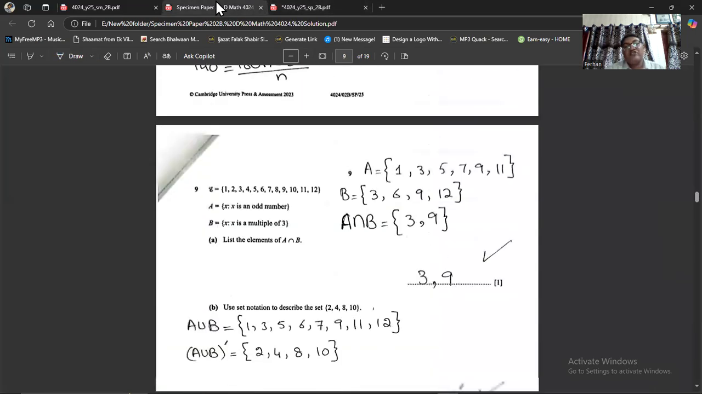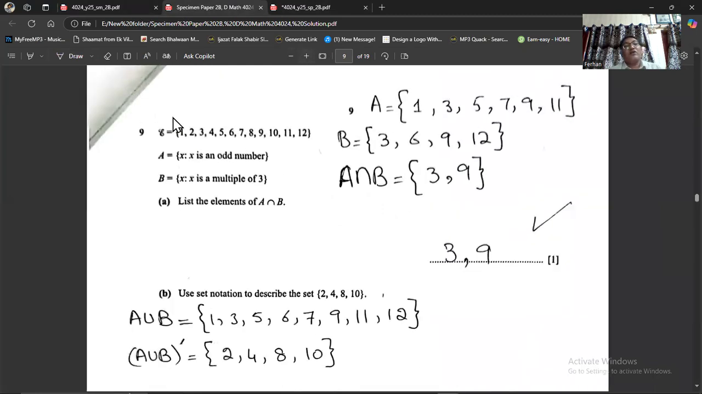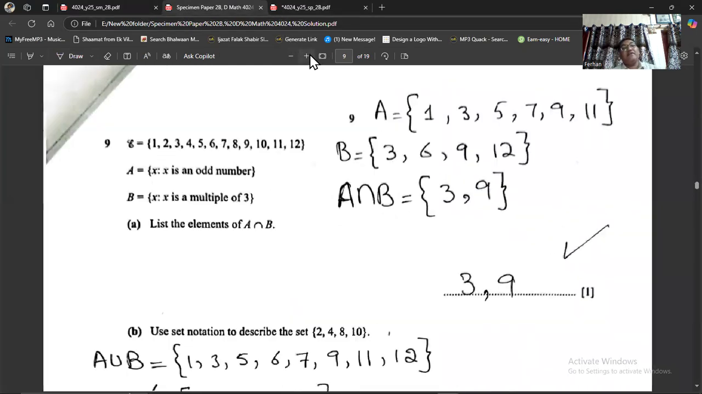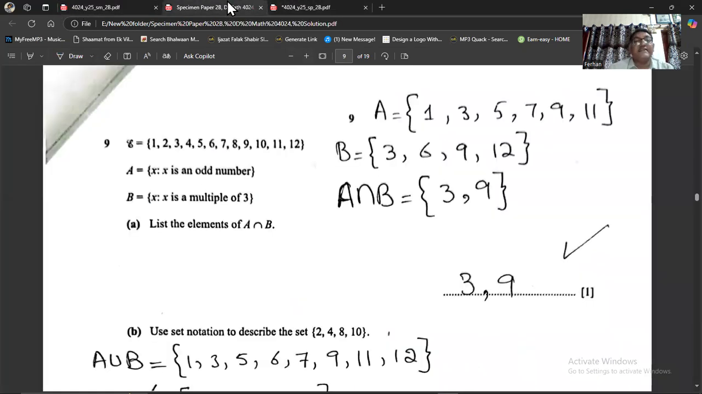Let me show you my solution. So here you can see the set A is equal to 1, 3, 5, 7, 9, 11. The set B is 3, 6, 9, and 12. The A intersection B will be the common elements between these two sets, which is 3 and 9. 3 and 9 is the answer, sir. 3 and 9 is the right answer.